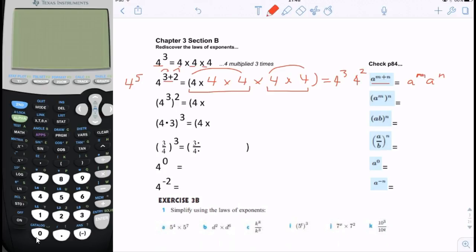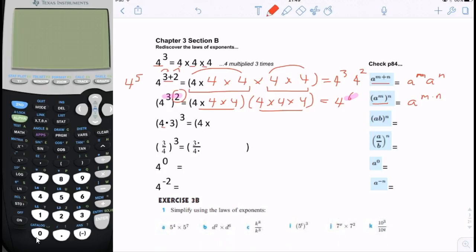Okay. Next one, we have 4 to the 3rd squared, which can be written as 4 times 4 times 4 times 4 times 4 times 4, right? This is 4 to the 3rd. This is 4 to the 3rd. You multiply it times itself twice, which is 4 to the 3rd squared. That gives you 4 to the 6th. So I guess if you have 4 to the 3rd and then squared, it's the same thing as 3 times 2, 4 to the 6th. Okay? So a to the m to the n is equal to a to the m times n.